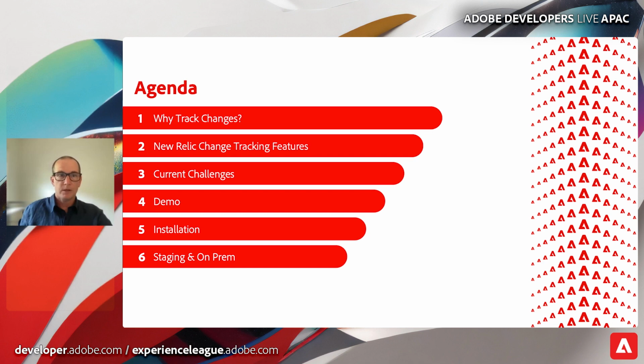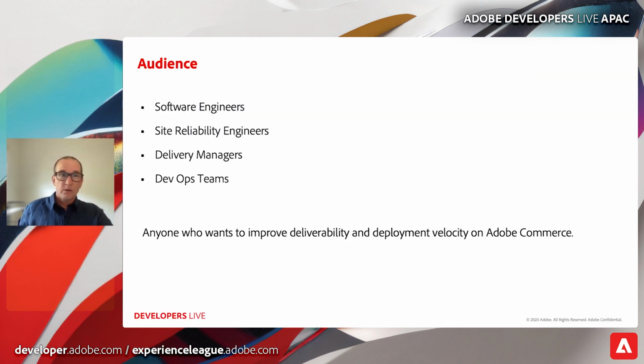I've got a little demo to run through so we can see some of these features in action. And then we're going to discuss the installation steps and then talk about how to implement this on staging, as well as some options for our on-prem customers and open source customers. The audience for today is people like software engineers, SREs, delivery managers, DevOps teams, but really this is useful for any team or anyone who wants to improve deliverability and increase deployment velocity on Adobe Commerce.